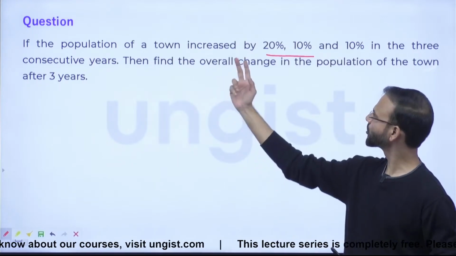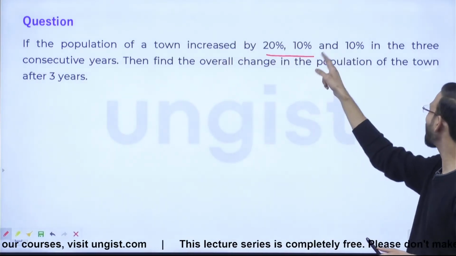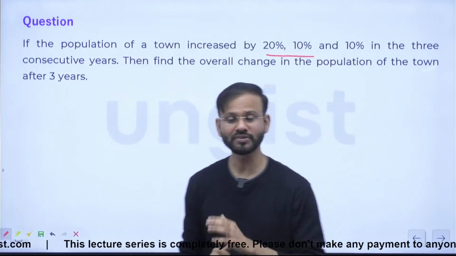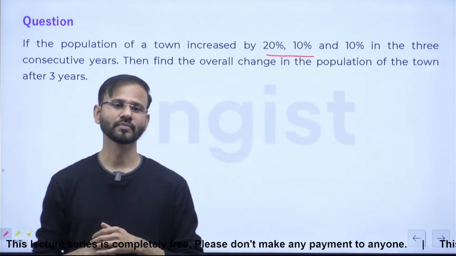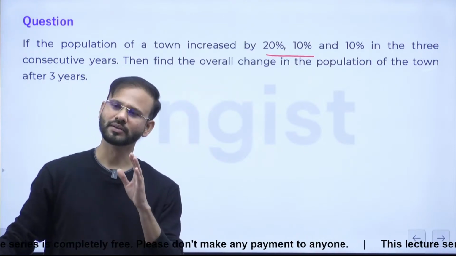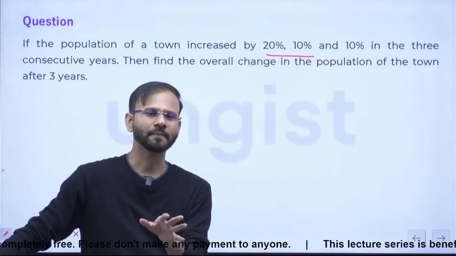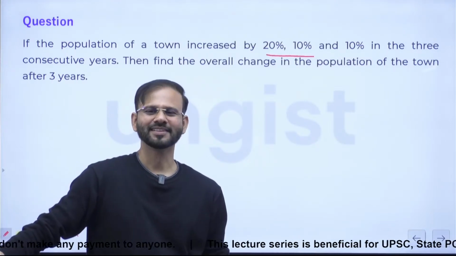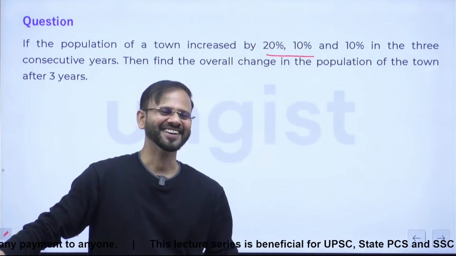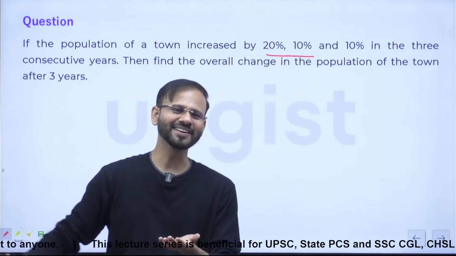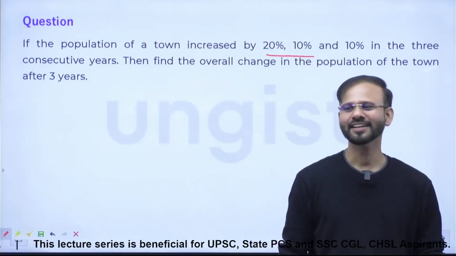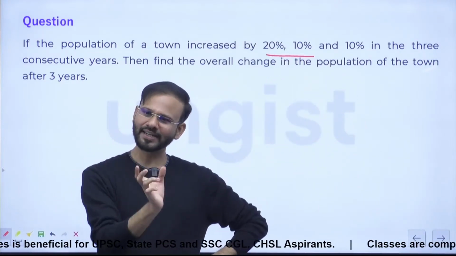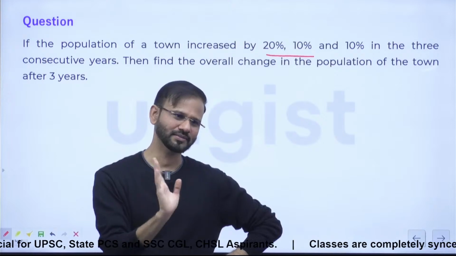Question is saying the population of a town is increased by 20%, 10%, and 10% in the 3 consecutive years. 20 and 10, you have already done it. What was the answer of 20 and 10? What is the answer of 20 and 10, Vaishali? 32, yes. See, अरे यार एक बात बताओ, 20 and 10 का 10 का 11, 10 का 12, multiply.